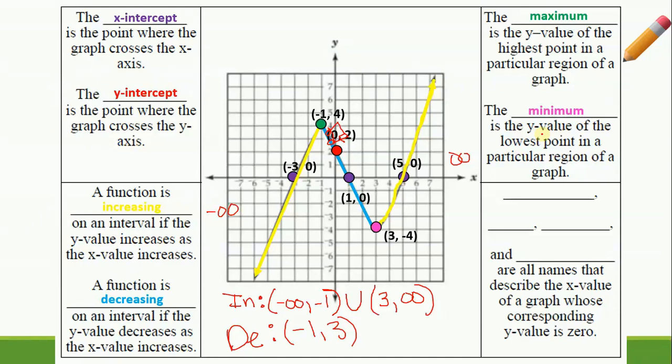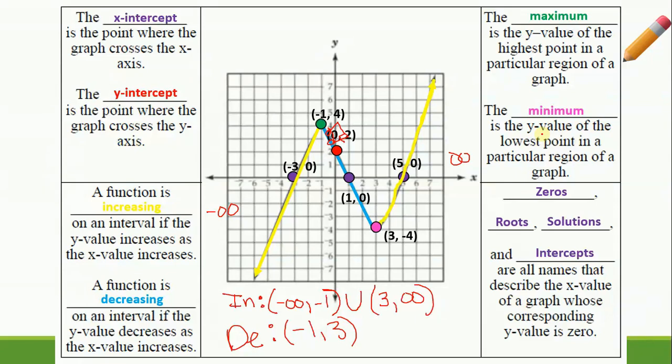Either with the ordered pair is okay. I have seen just the y value, and I've also seen with the x value and the y value. So we'll talk about all those. Some stuff to be aware of as well.